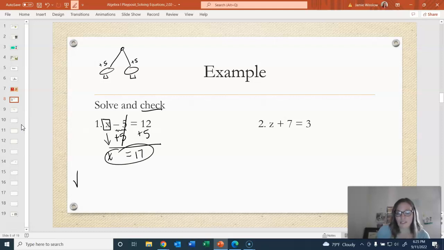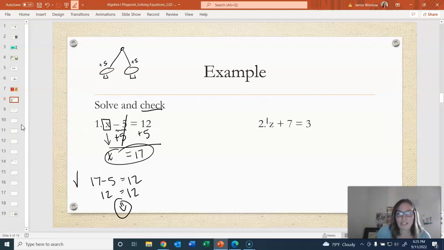Now check it. That means you're going to plug x back into the original equation. Is 17 minus 5 equal to 12? You can use your Desmos, and it is 12. I can't even tell you how many times, as a student and as a teacher, I have made tiny little sign mistakes or adding mistakes, and I catch them on my check. So trust me, check it.